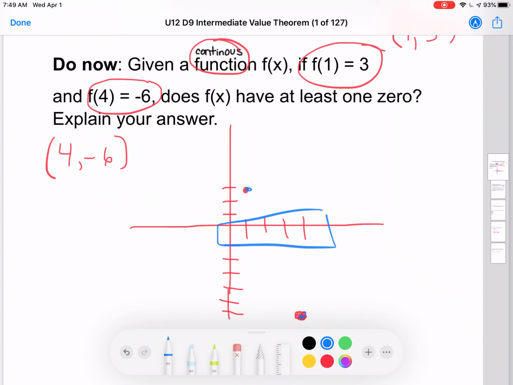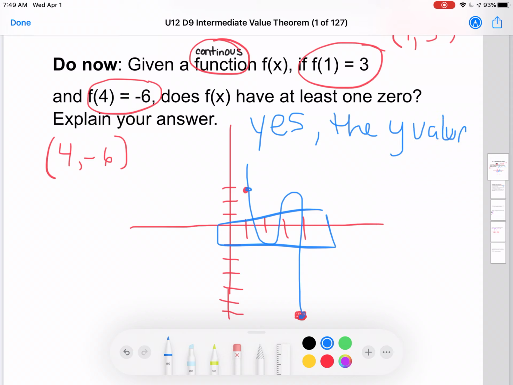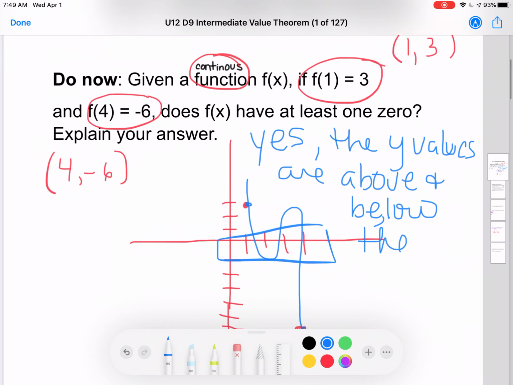Now why at least one 0? I don't know, it could come back down again, right? It could be something like that. So the answer is yes, but the real reason the answer is yes is because the y values are above and below the x-axis.